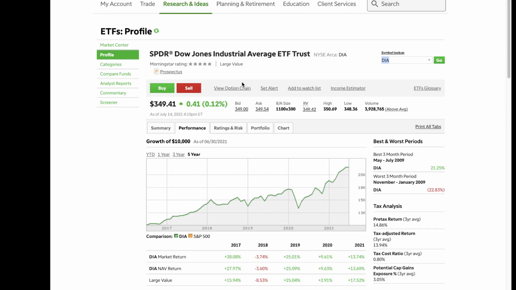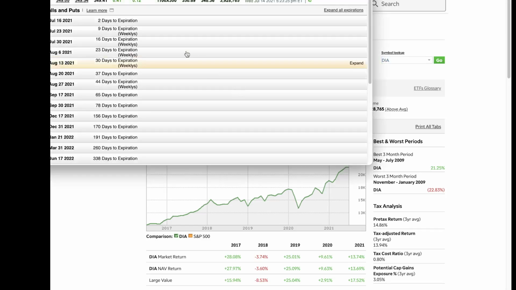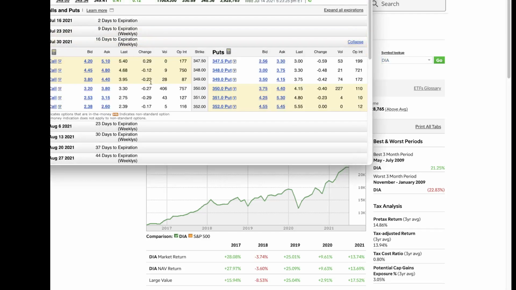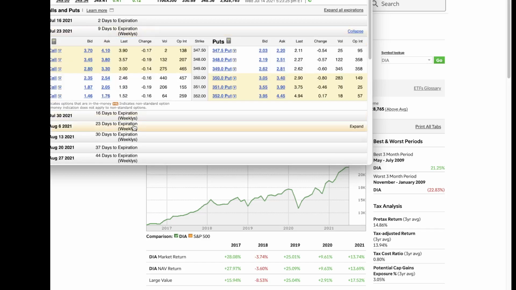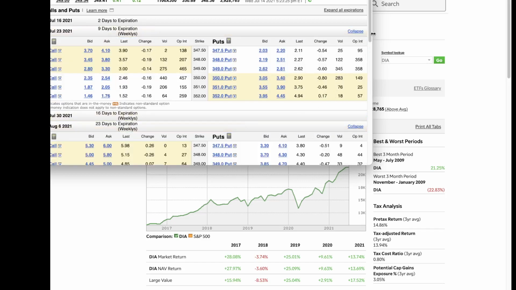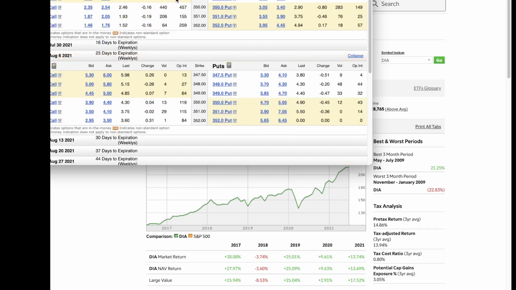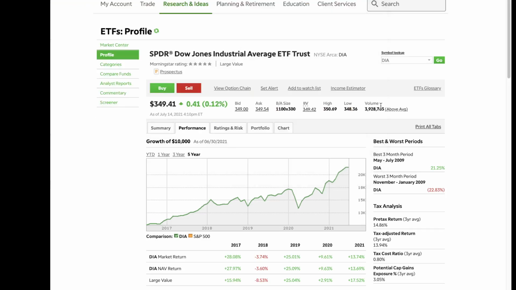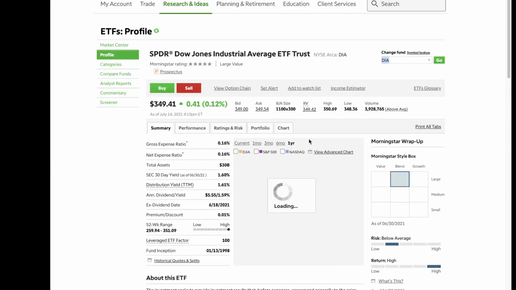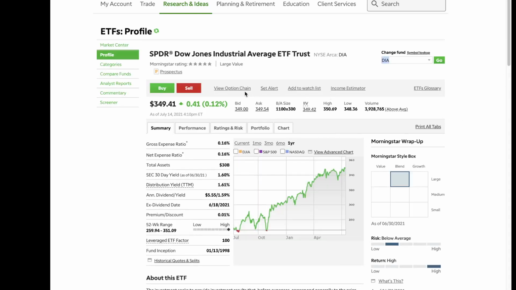Let's see. We can look at the option chain. And you can just see, well, today was a down day. But, and this is using TD Ameritrade. And it's a lot of volume here too, a lot of volume. So this is very liquid.